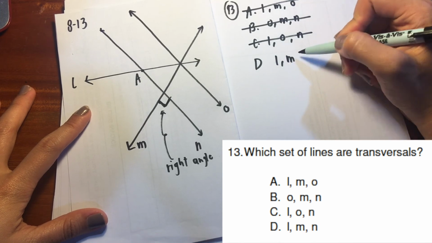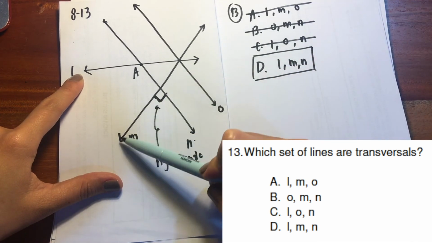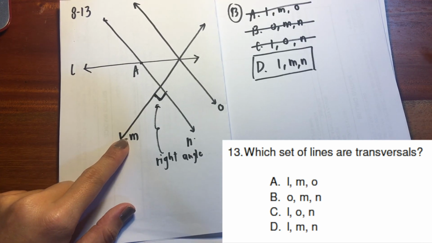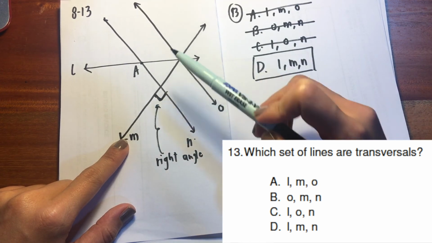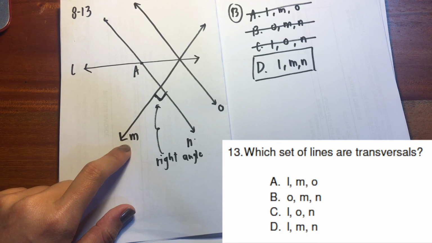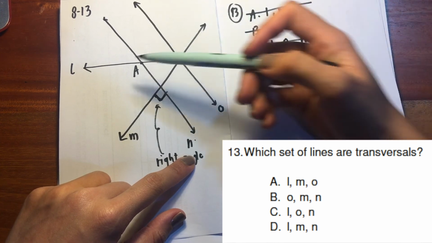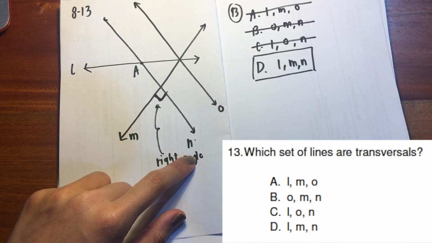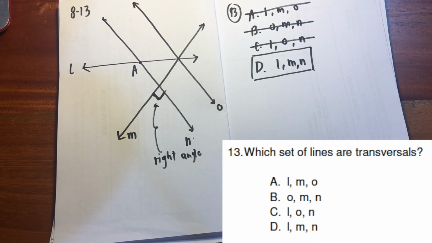But for the sake of this video, let's check. Does L intersect M and N at two different points? M, N. So yes. How about line M? Does line M intersect L and N at two different points? Intersects L, intersects N. So M is a transversal of L and N. How about N? Does N intersect line L and line M at two different points? Here and here. So N is a transversal line. So the answer is letter D. L, M, and N is a set of lines which are transversals.